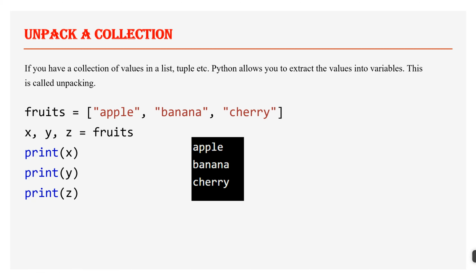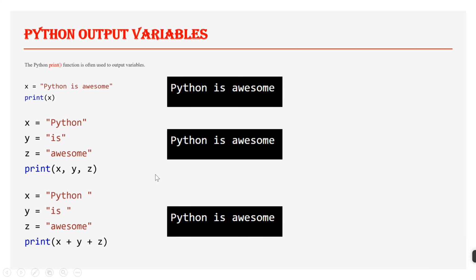Now this is what is called unpacking a collection. I am having a list: fruits is equal to a list having 3 values. I am giving X, Y, Z is equal to fruits. Ultimately the first value will go to X, the second value to Y, the third value to Z. Print X, print Y, print Z.